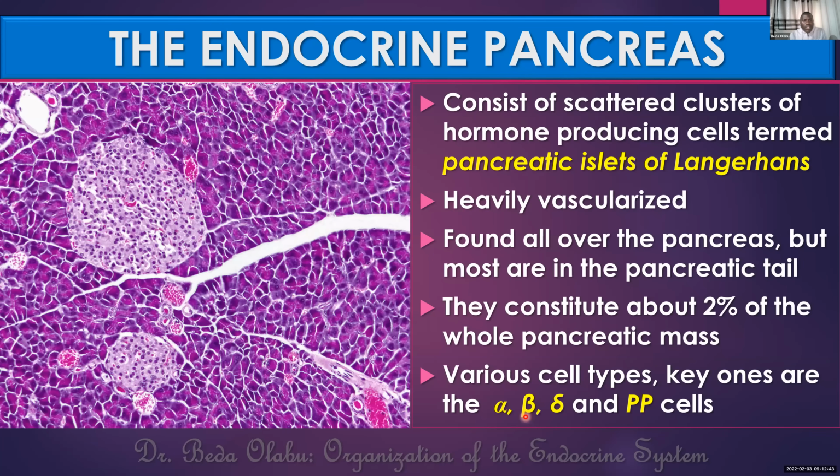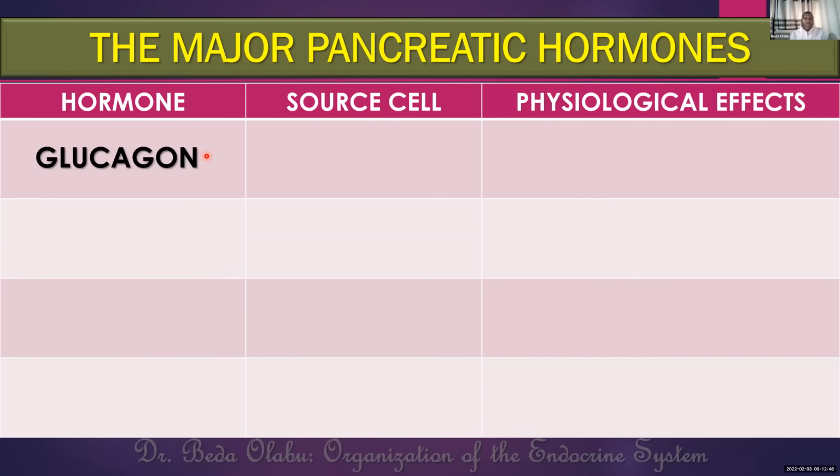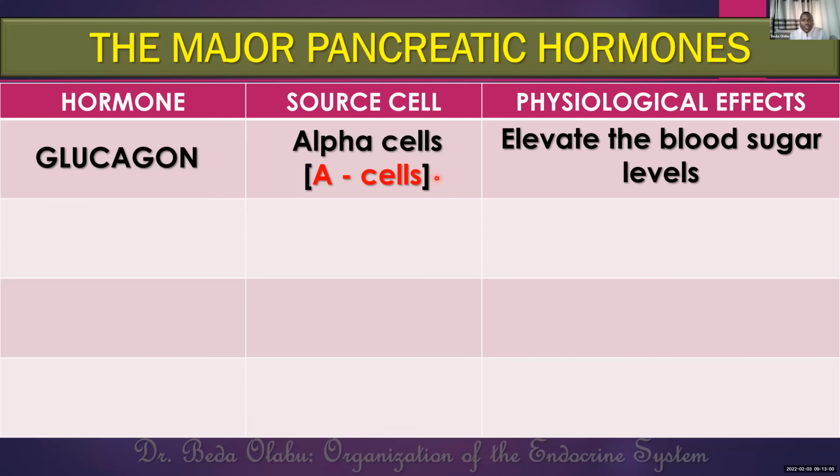Let's start with the hormone glucagon. Glucagon is the one produced by the alpha cells of the islets. The alpha cells can also be called the A cells. The major physiological effect of glucagon is to elevate the blood sugar levels. So it raises the blood sugar levels. Think about the mechanisms that it will use to do that.